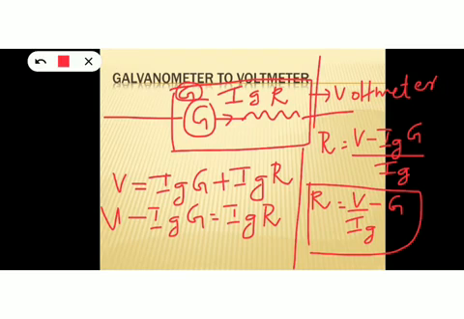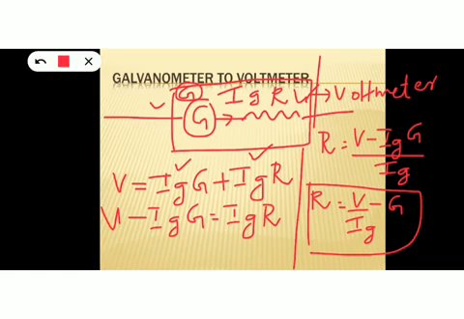Galvanometer G and the high resistance are connected in series. So current Ig flows through both the galvanometer and the high resistance. What will be the total potential drop? The total potential drop will be the potential drop across the galvanometer plus the potential drop across the resistance R. The potential drop across the galvanometer is Ig into G, and across the resistance it is Ig into R, current into resistance. So the total potential drop is V equals IgG plus IgR. We are supposed to find the value of this high resistance: how much resistance should be connected in series with the galvanometer in order to convert it into a voltmeter?